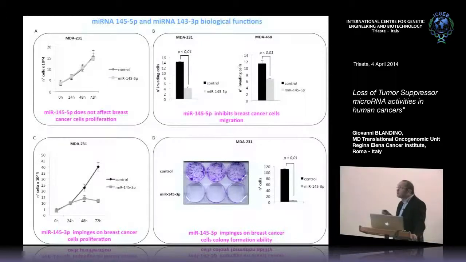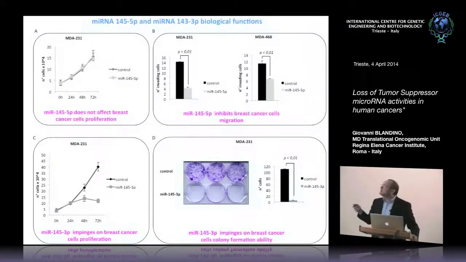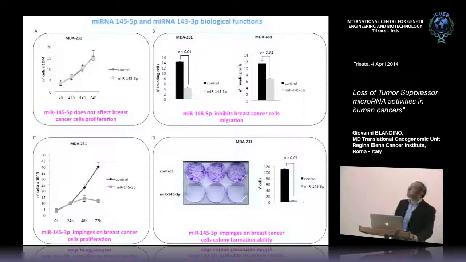Then, of course, we moved to the cell culture to see how we could handle the functional biology of these two microRNAs. It was already published that when you restore the expression of 145-5P in different breast cancer cells, there is no impact on the proliferation, but it mainly impacts the migration. We were able to show and reconfirm this result. But surprisingly, when we analyzed the 3P, we saw that it has a strong impact on the proliferation and no impact on the migration.